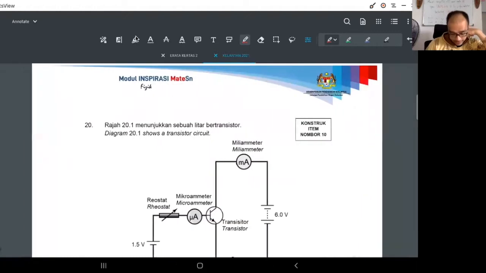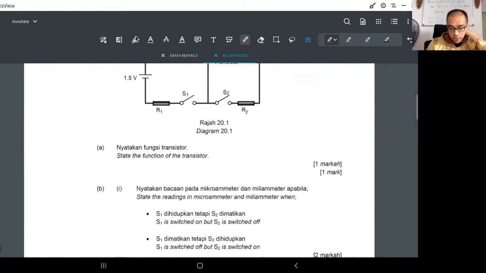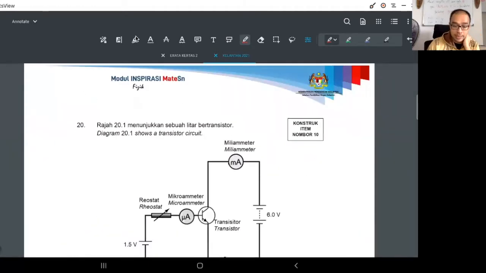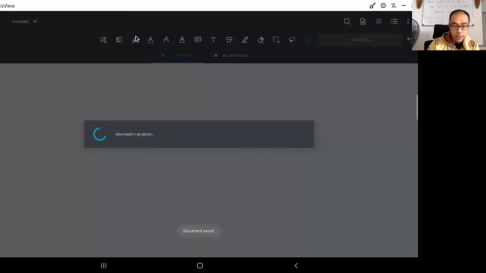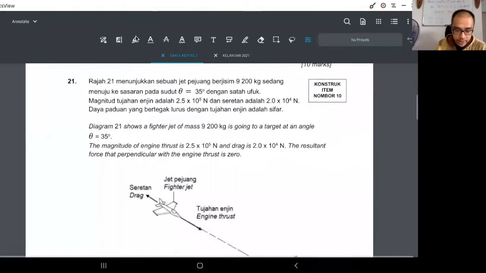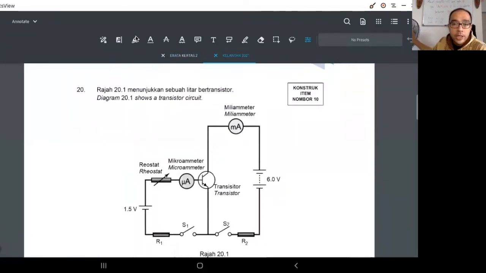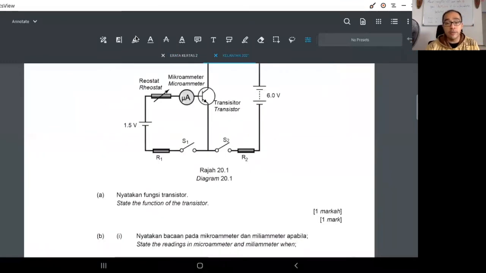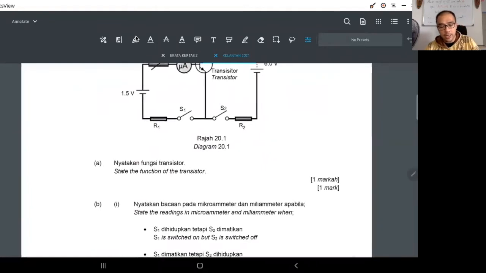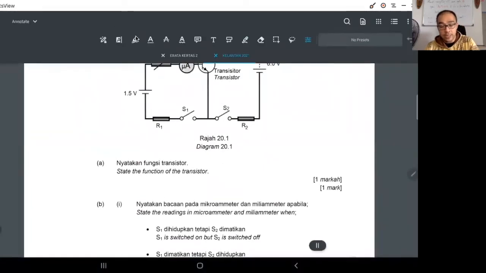All right. Let's go to question 20. Now, this question 20 is the one that I mentioned in the last class. It is combined with this question. There's a missing component, but we'll get to it when we get there. Okay, transistor circuit. Remember, the main function of the transistor is as an automatic switch. This is a standard answer.